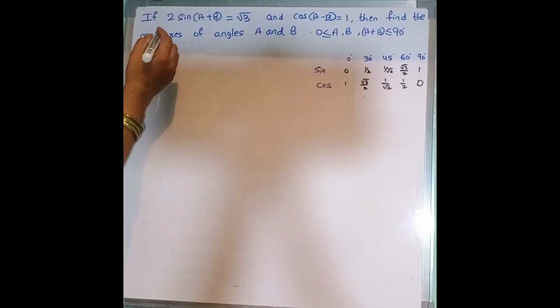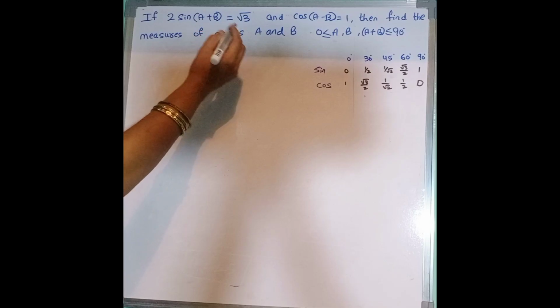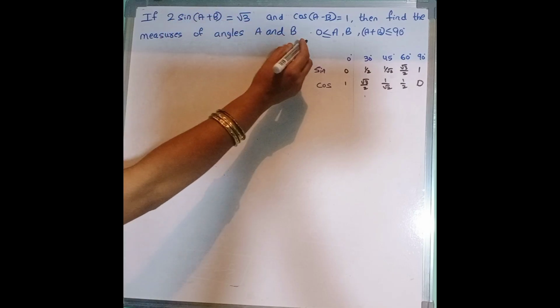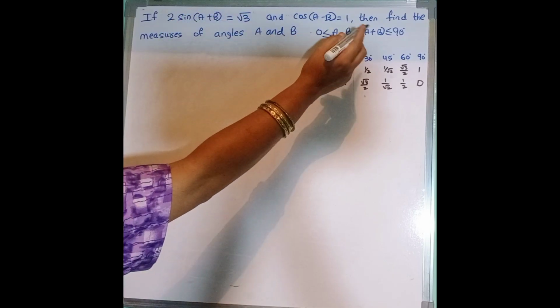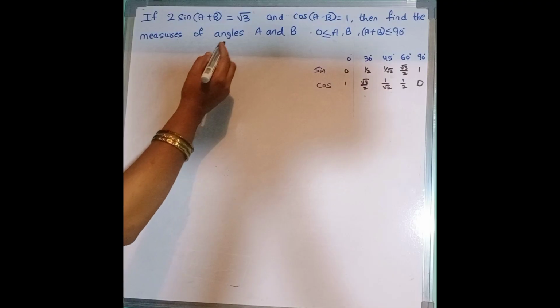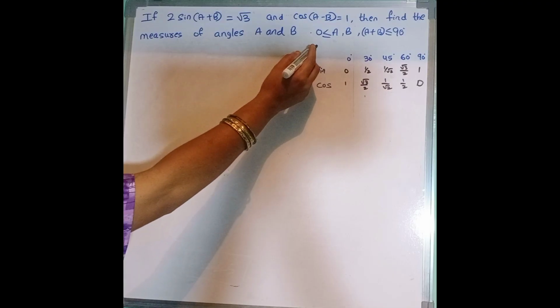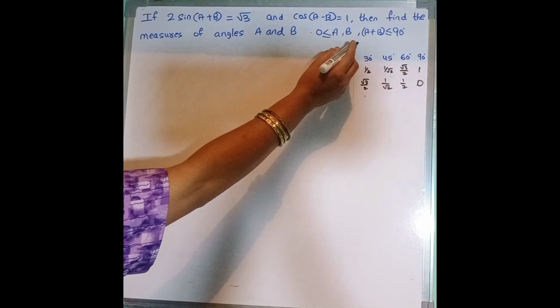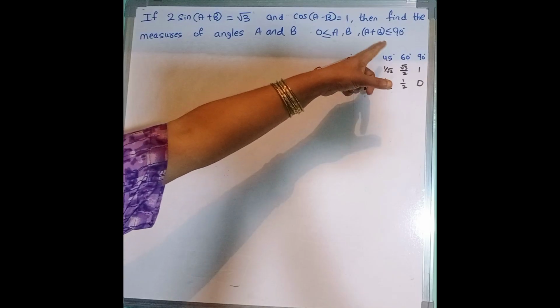If 2 into sin of (A plus B) is equal to root 3 and cos of (A minus B) is equal to 1, then find the measures of angles A and B, where 0 is less than or equal to A, B, and A plus B is less than or equal to 90 degrees.